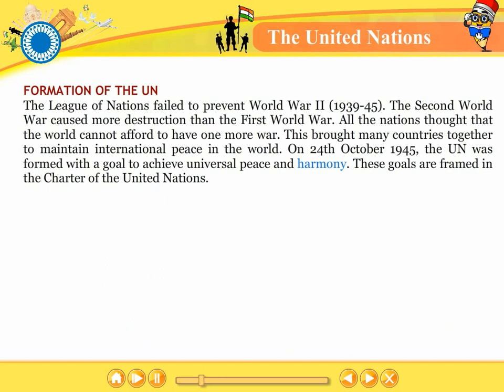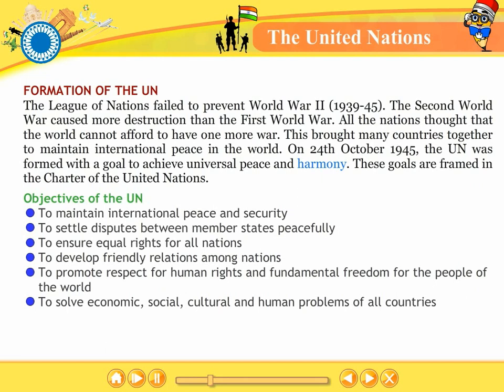Formation of the UN. The League of Nations failed to prevent World War II. The Second World War caused more destruction than the First World War. All the nations thought that the world cannot afford to have one more war. This brought many countries together to maintain international peace in the world. On 24 October 1945, the UN was formed with a goal to achieve universal peace and harmony. These goals are framed in the Charter of the United Nations.